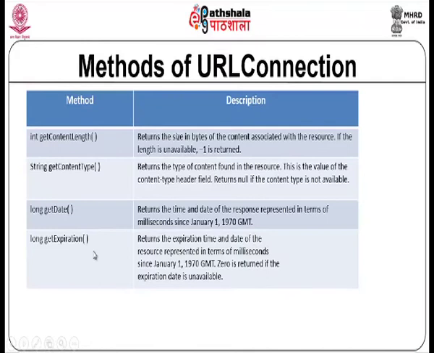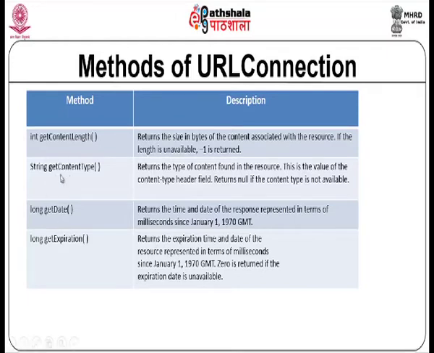Now, let us see what methods are supported in the URLConnection class. As I told you, the URLConnection class is to get the properties of the URL, so all the methods are like get information. We have a method called getContentLength. This would return the size in bytes of the content associated with the resource. If nothing is there, then this length would return -1.